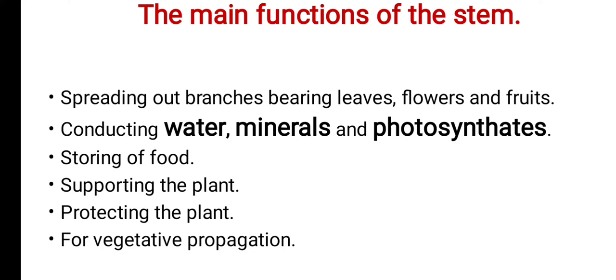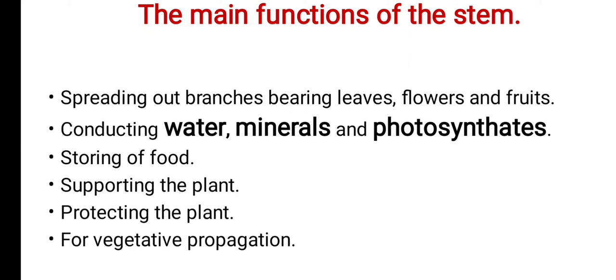The second function of the stem is conducting water, minerals and photosynthates. Roots absorb water and minerals from the soil. At the same time, the stem is the one which transports these things from the bottom to all parts of the plant. It's an upward movement. But when it comes to the case of photosynthates, what is meant by photosynthates? The food which is synthesized by the process of photosynthesis. This term and all you would have come across in your earlier classes.